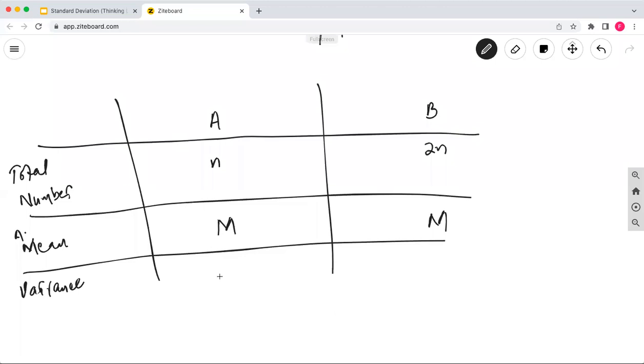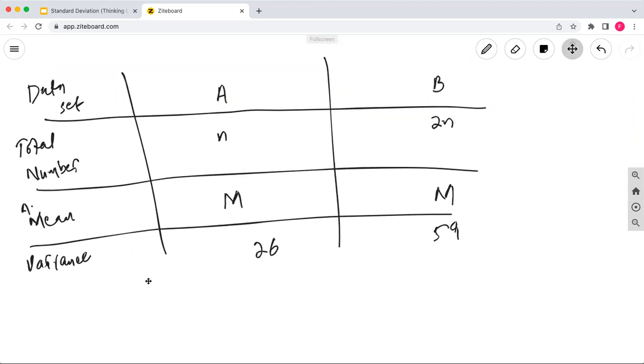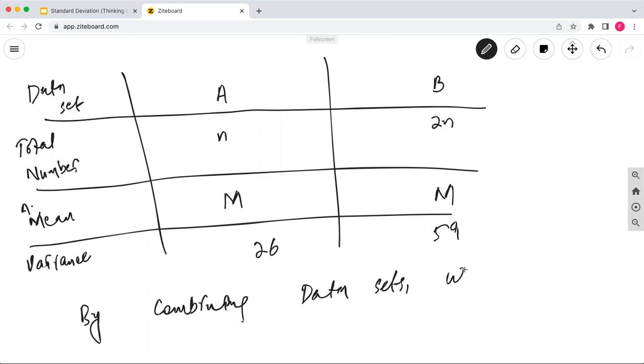For example, consider values like 26 and 59. So I will repeat the part that we have two data sets, A and B, and the total number of values in data set B is twice the number of values in data set A, and the arithmetic mean is the same in both of the data sets, and the variances of the data sets are 26 and 59. Now, if we combine two data sets, what will be their new variance?